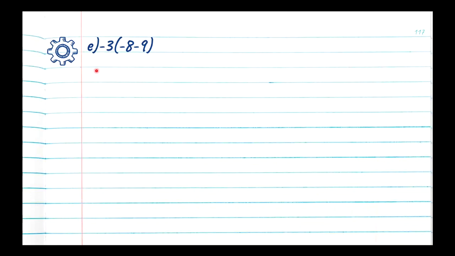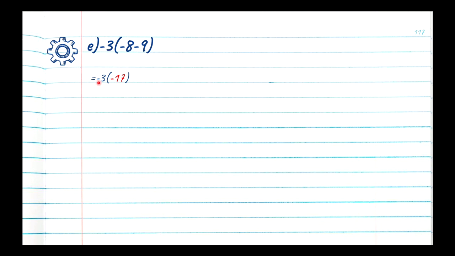Let's take a peek at E. We're looking for a bracket, so let's see, minus 3, and then an opening bracket. Are there any child brackets? There are no child brackets. That means we can go ahead and solve the contents of E. Minus 8 minus 9 is equal to minus 17, and we remember to drop the rest of the equation.